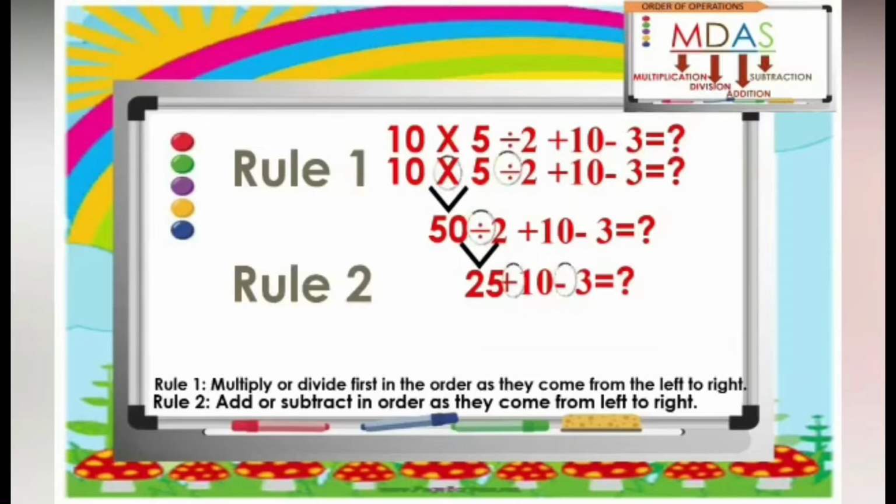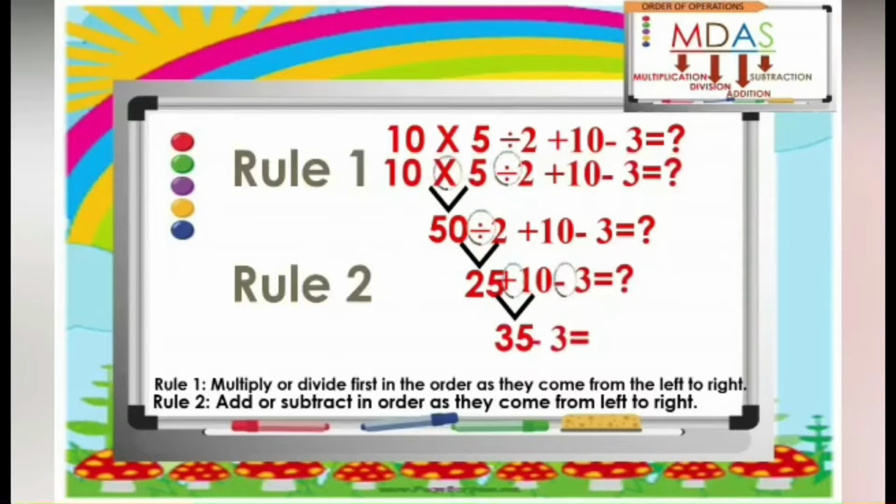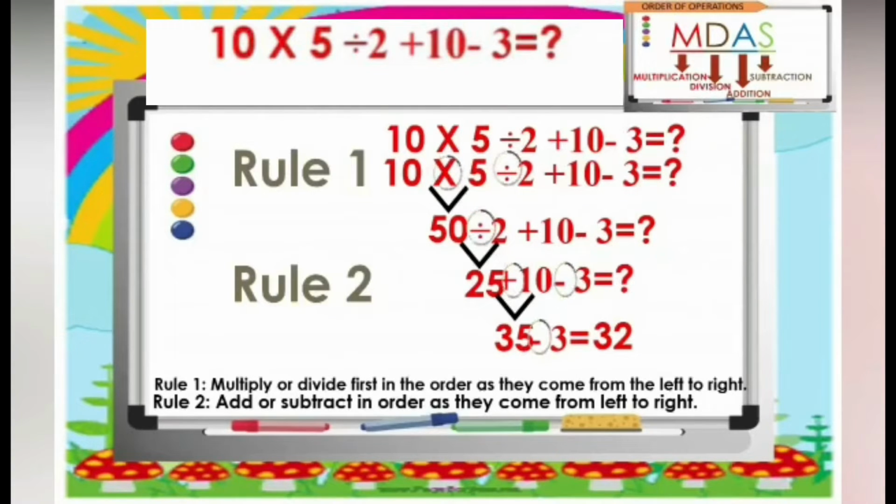For rule number 2, add or subtract in order as they come from left to right. Now, since addition comes before the subtraction, we will first add 25 plus 10, which is 35. Then bring down again the remaining digit and operation. So we have 35 minus 3 equals 32. So 10 times 5 divided by 2 plus 10 minus 3 is equal to 32.